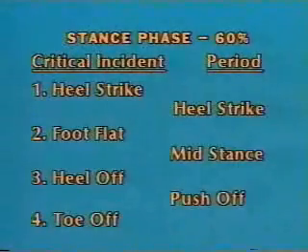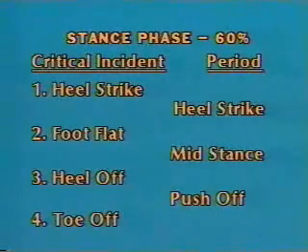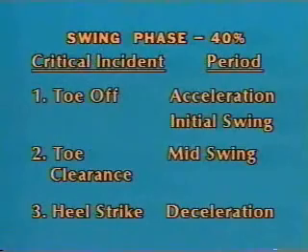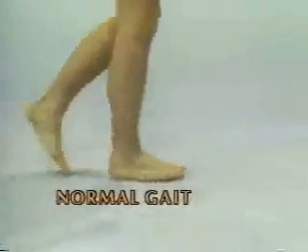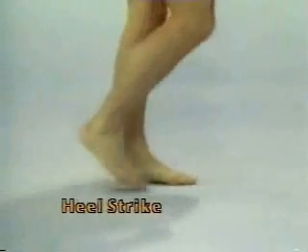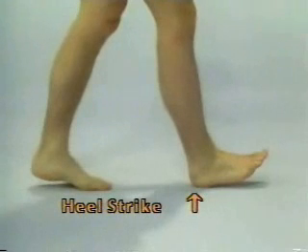Stance phase and swing phase may both be further broken down into components known as critical incidents, allowing the examiner to further define the abnormal aspect of gait. It will subsequently be seen that different pathologies affect different components of either the stance phase or the swing phase. Normal gait. The first part of the stance phase is known as heel strike and begins at the moment that the heel of the swing leg first makes contact with the ground.